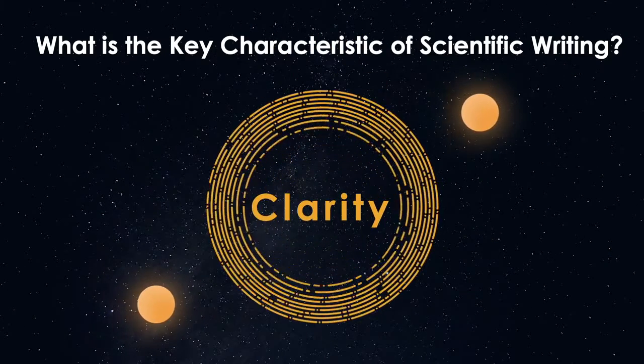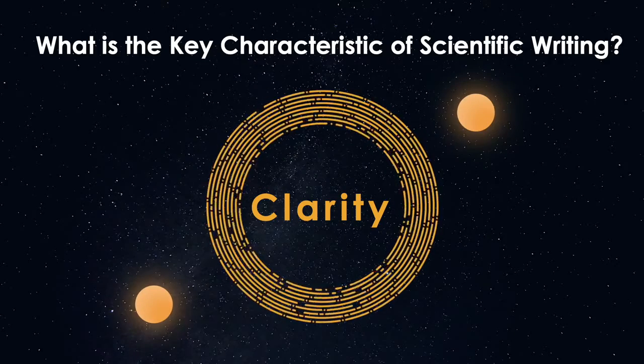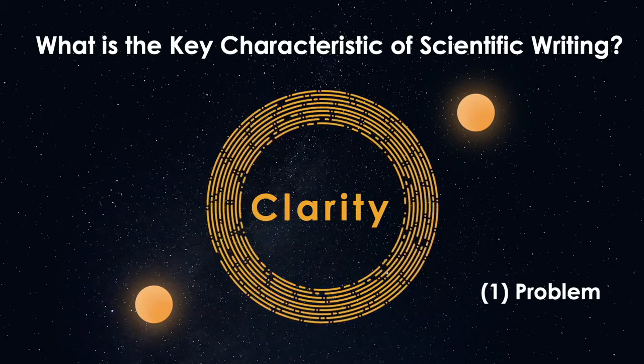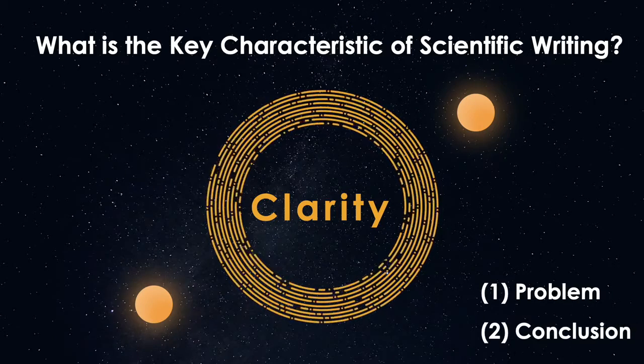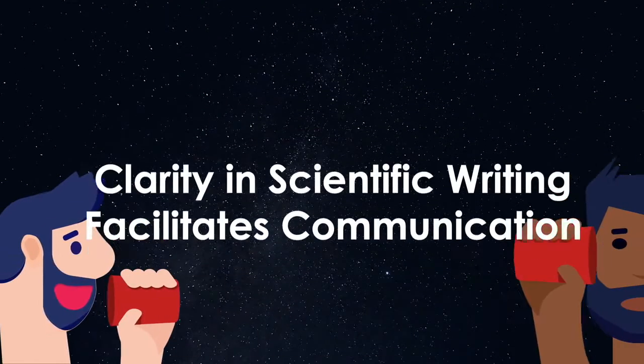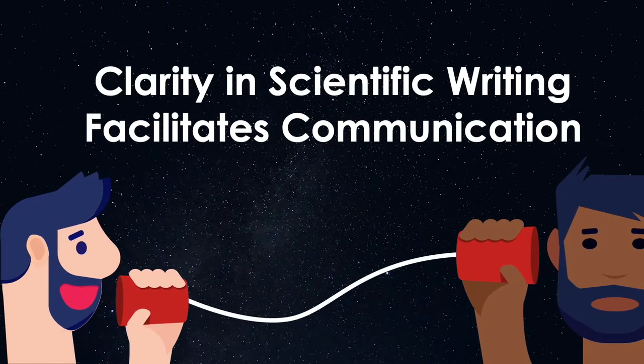So this key characteristic is clarity, which is effectively communicating ideas in the fewest short words possible. And the essence of scientific writing is clearly identifying the problem that you are trying to investigate and then clearly stating the conclusions of your study. Clarity in scientific writing facilitates communication, and a piece of writing is useless unless its audience can actually understand what you're trying to say.